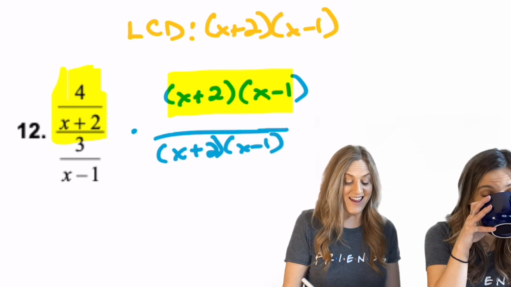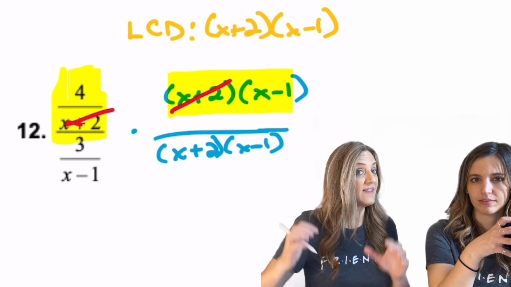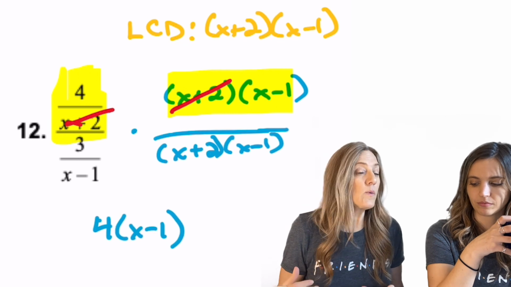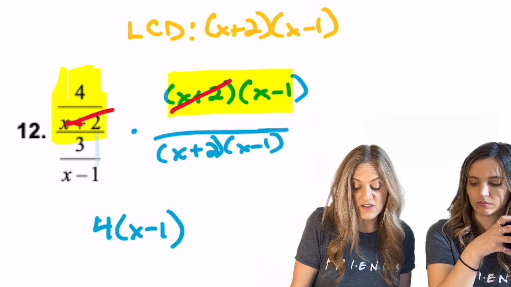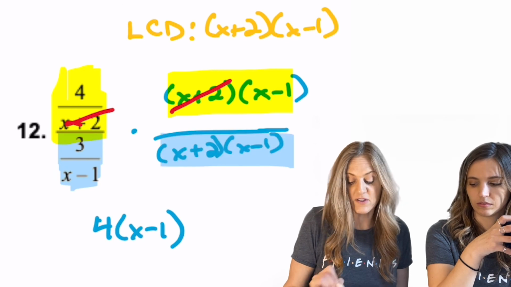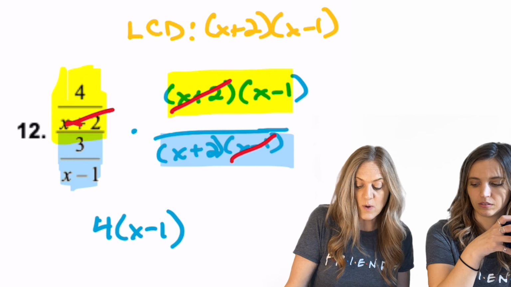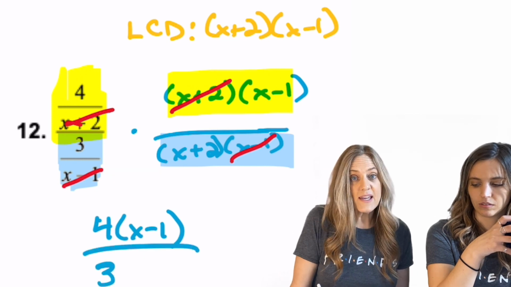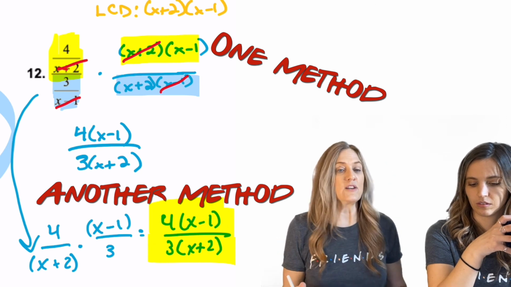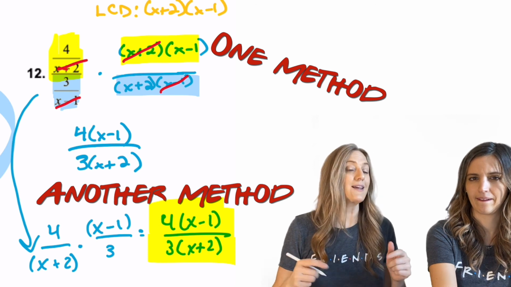Well, in that case, the x plus 2's would divide out, leaving me in the top with 4 times x minus 1. Now I want to look at the denominator, which is this 3 divided by x minus 1, and it's being multiplied by x plus 2 times x minus 1. What divides out there? Well, the x minus 1's, leaving 3 times x plus 2. So you can see that you get an equivalent statement. You can do it either way. It's always nice to have a couple extra tools in our toolbox.